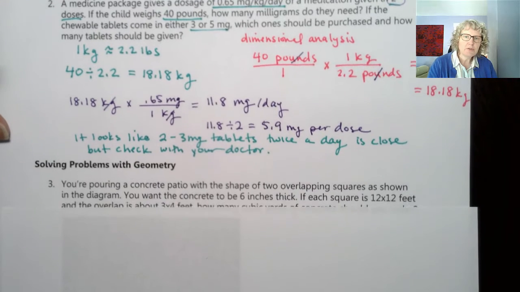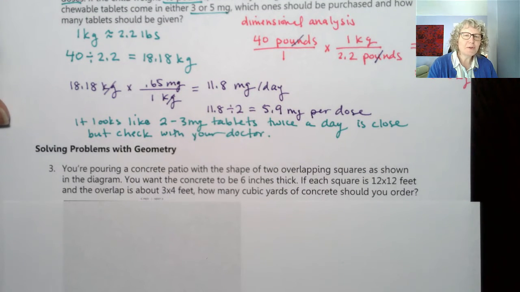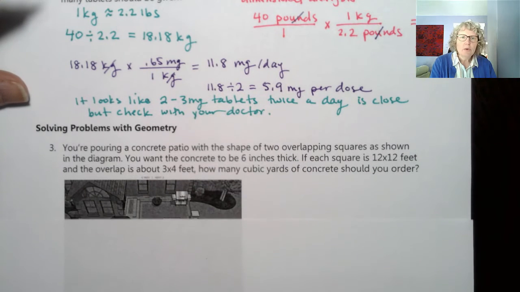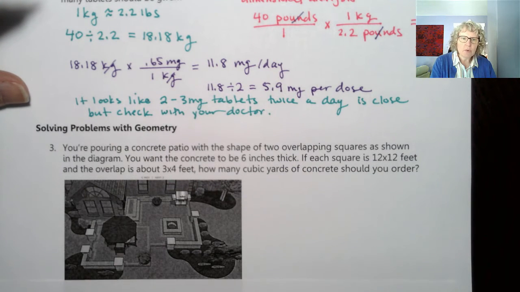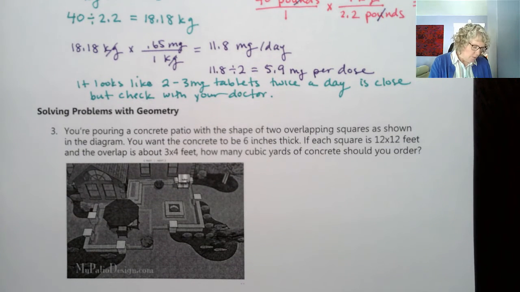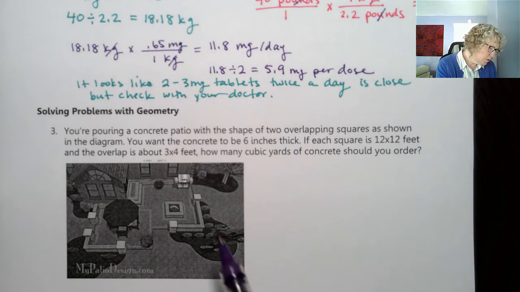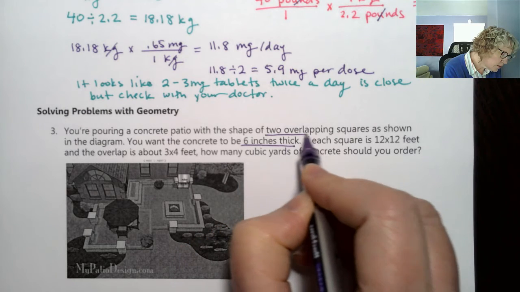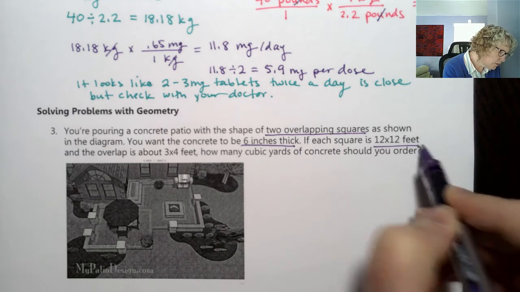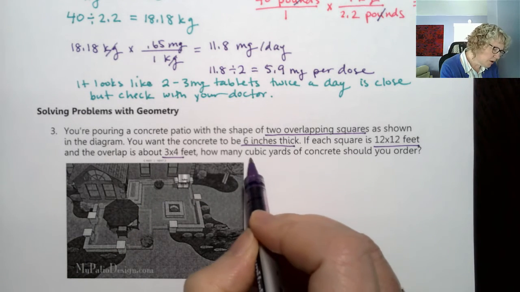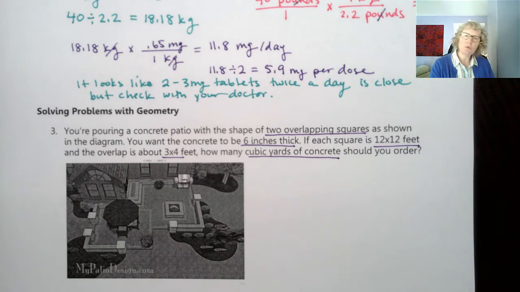This one has geometry in it, and it also might have some units as well, because often with geometry you have units. In this case, we're pouring a concrete patio with the shape of 2 overlapping squares. Okay, so we've got a diagram here. We want the concrete to be 6 inches thick. We've got 2 overlapping squares. If each square is 12 by 12 feet and the overlap is about 3 by 4 feet, how many cubic yards of concrete should you order?